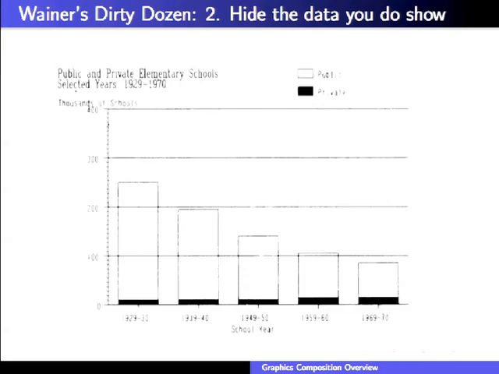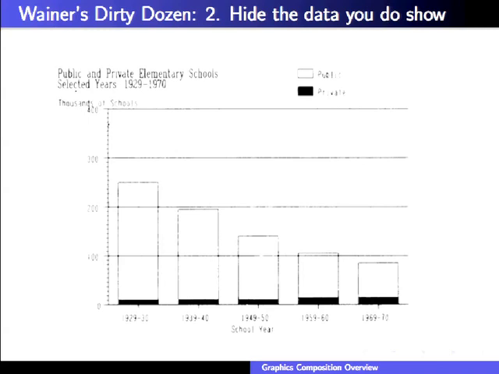Take a look at this. We're looking at public and private elementary schools over the period from 1929 to 1969. We see that the y-axis scale is in thousands of schools. And again, you might want to ask, what's the message here? The way I see it, there could be 2 messages. One might be that the number of schools is declining.